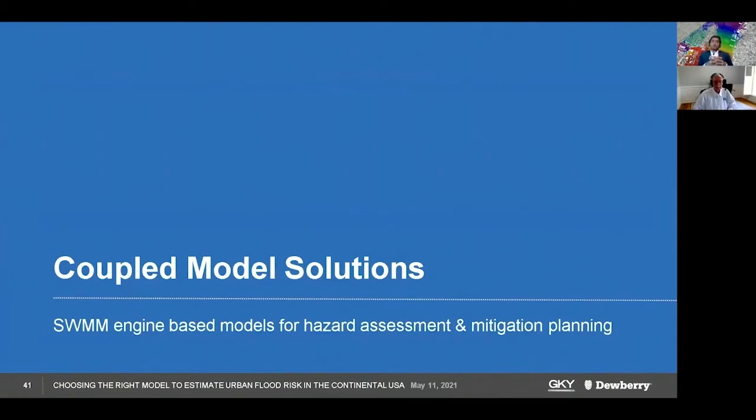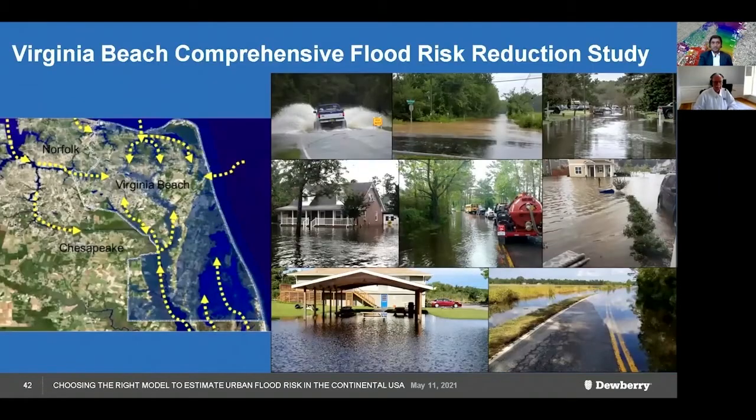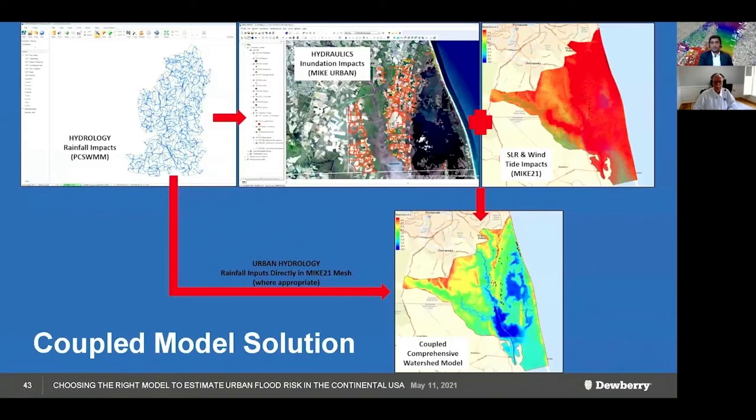I'm going to talk about coupled model solutions, so useful for hazard assessment and mitigation planning. How would you model a system like the city of Virginia Beach, where water can enter from the Atlantic Ocean side, Chesapeake Bay side, the open water, wind-driven tides from the Back Bay side, and watershed contributions, which would result in anything between sunny day flooding and extreme flooding, cutting access, and then infrastructure impacts.